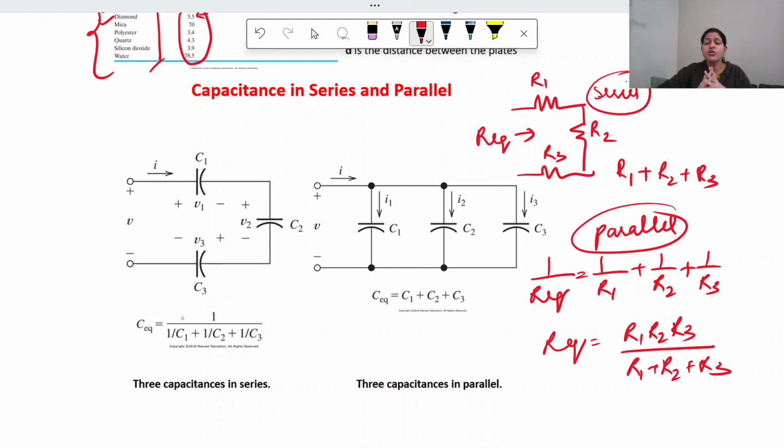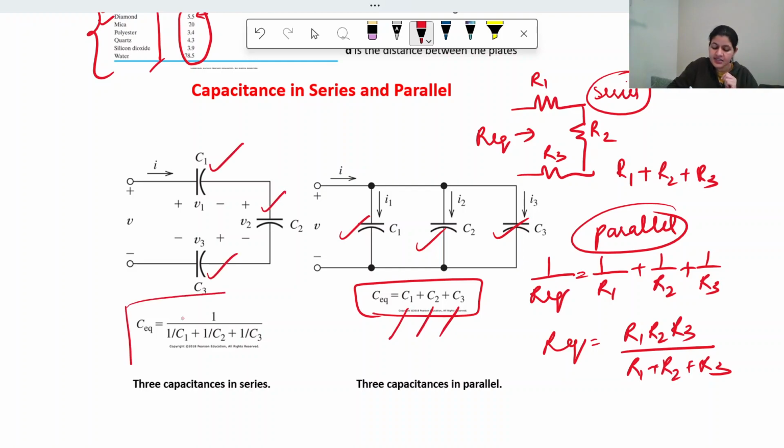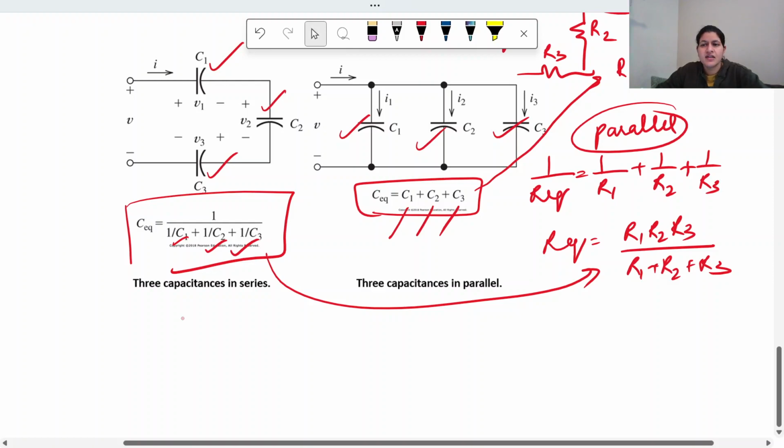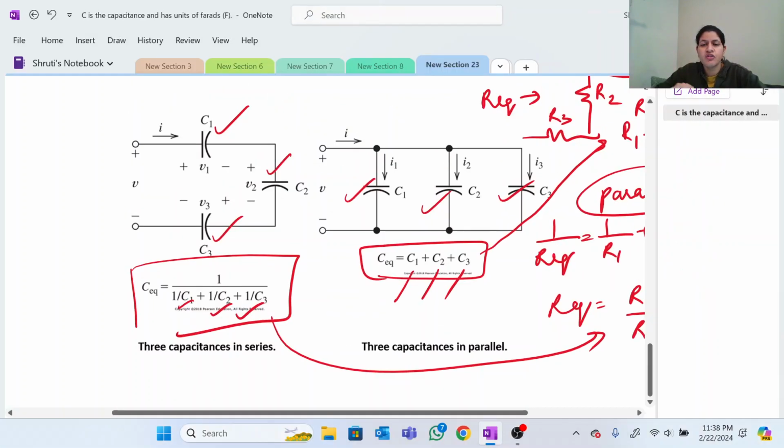When we are talking about resistors, the exact reverse or opposite case is there in capacitors. So when capacitors are connected in parallel, the formula is C1 plus C2 plus C3, and when these three are connected in series, it is 1 upon C equivalent equals 1 upon C1 plus 1 upon C2 plus 1 upon C3, same as this. So yeah, these are the formulas and concepts you need to remember.